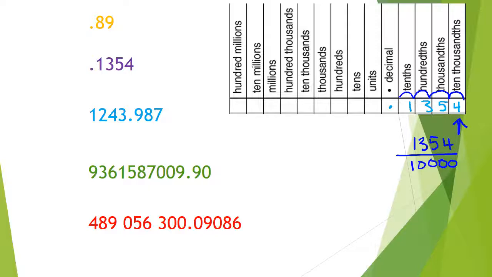1,354 on the top and 10,000 on the bottom. So 1,354 ten thousandths is his name. Okay, let's try the light blue one.